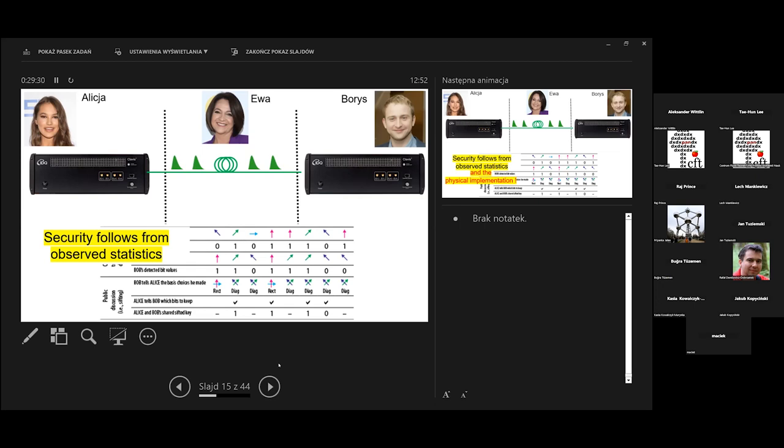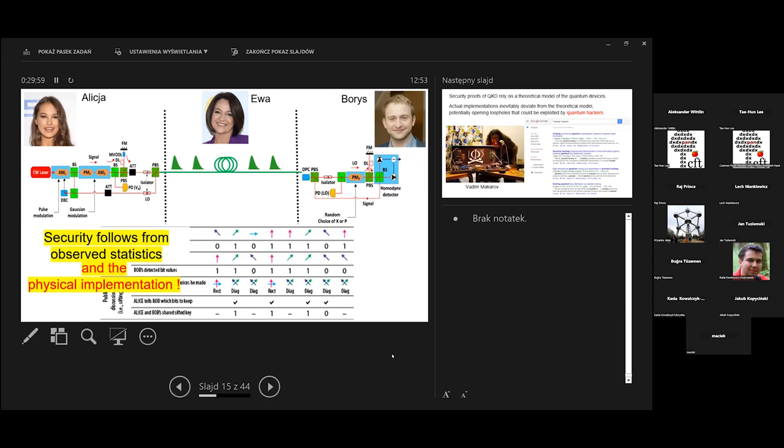And the reason is that to deduce from the error rate something about the action of the eavesdropper, you need to know how the key is physically encoded. Because the amount of error that Eva introduces depends on how the information is physically encoded. So the security follows from the observed statistics, but also from the physical implementation. So you have to trust that the devices do some particular thing.